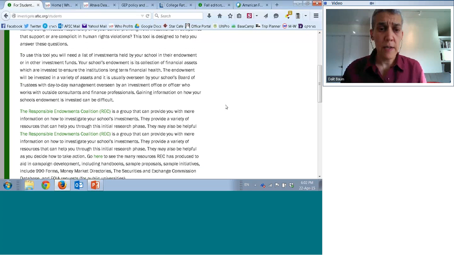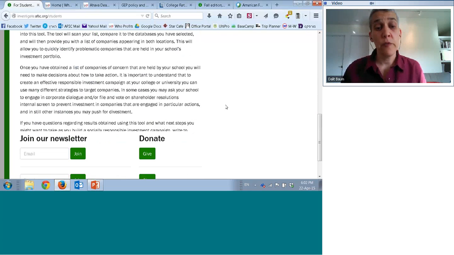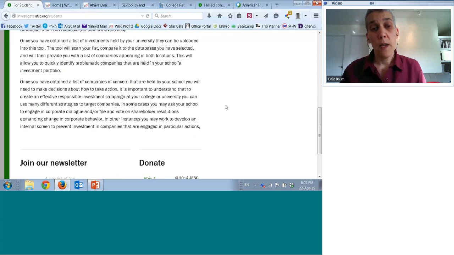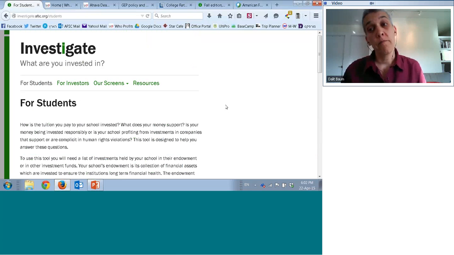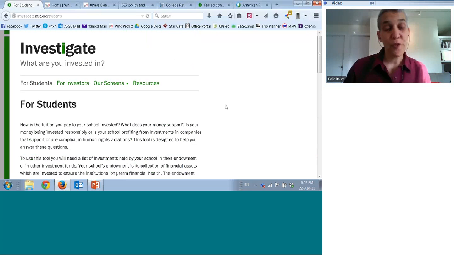Once you have the list of holdings of the university, you can run this tool on it. If you don't, then one thing to do is to contact me. I will try and help. Another thing that you can do is use this tool to come up with some ideas for a resolution, like educating about these issues, giving some examples of companies that are complicit in the occupation and asking the school to adopt these screens. So let's try one of these searches.